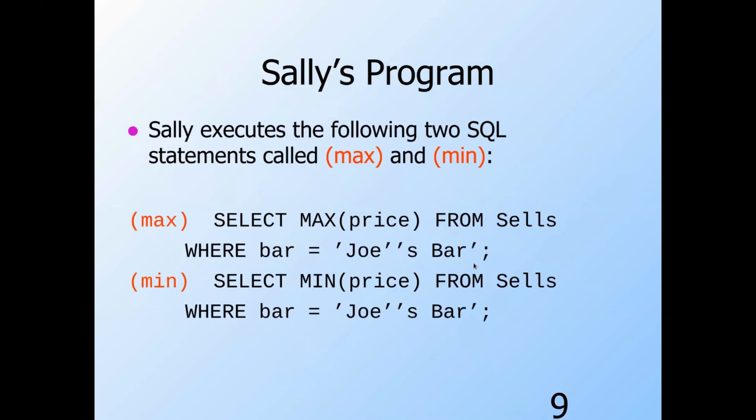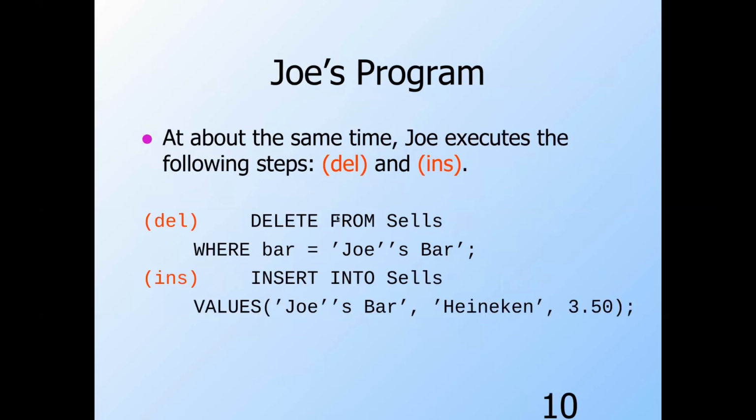So Sally's program is: give me the max price that Joe sells a beer for, and give me the min price that Joe sells a beer for. Now Joe's program is to delete all the selling that he's doing, so Bud and the earlier beers get deleted, and then insert that he's selling Heineken at $3.50.